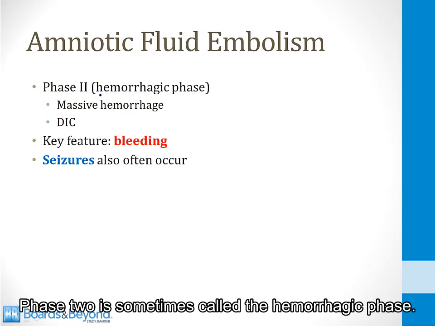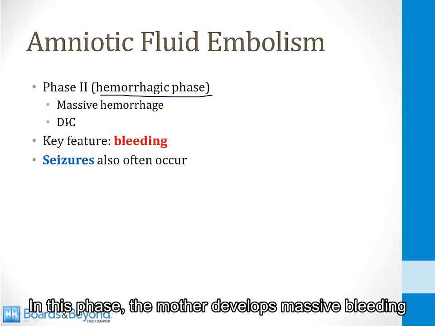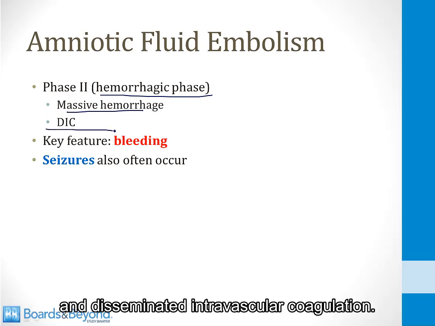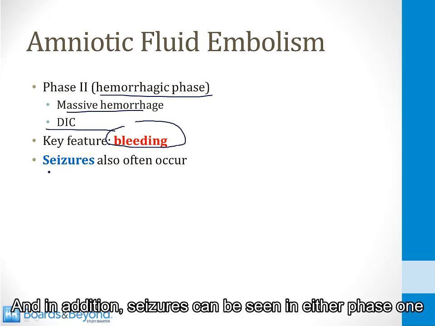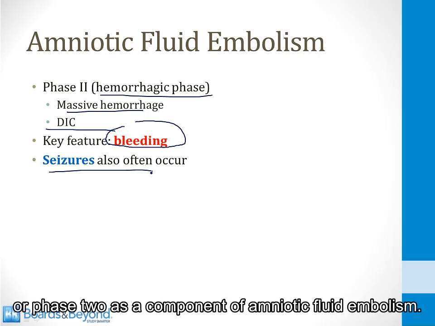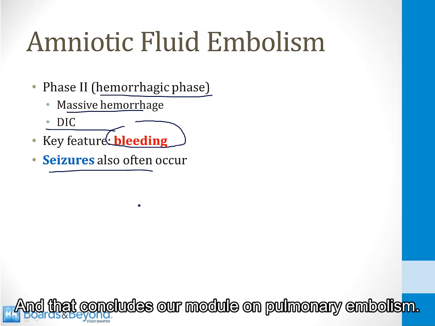Phase 2 is sometimes called the hemorrhagic phase. In this phase, the mother develops massive bleeding and disseminated intravascular coagulation. The key feature of this phase is obviously bleeding, and in addition, seizures can be seen in either phase 1 or phase 2 as a component of amniotic fluid embolism. And that concludes our module on pulmonary embolism.